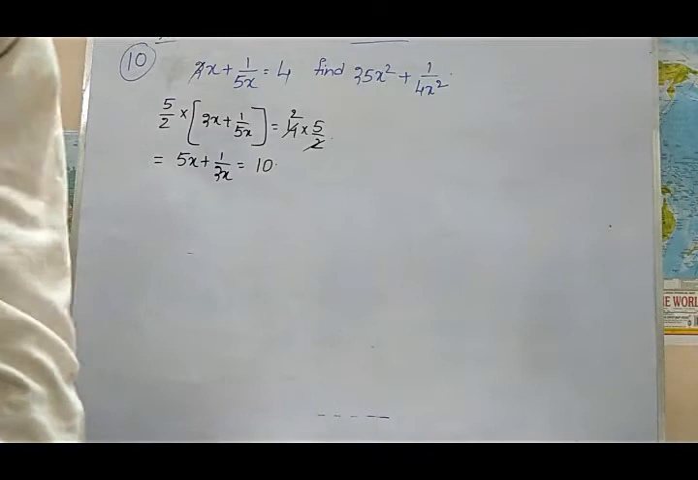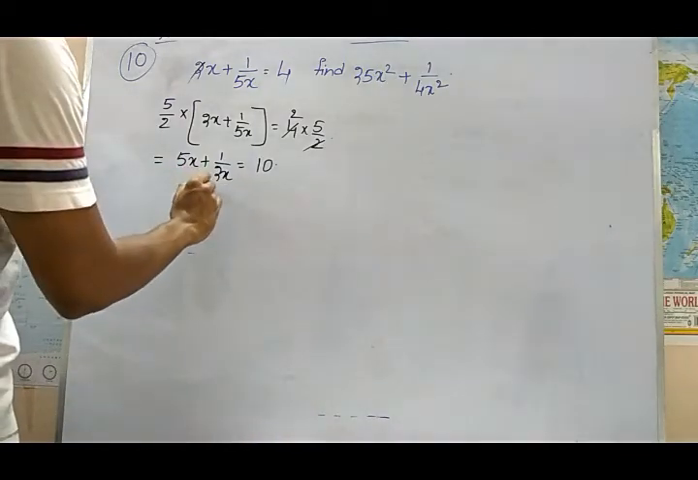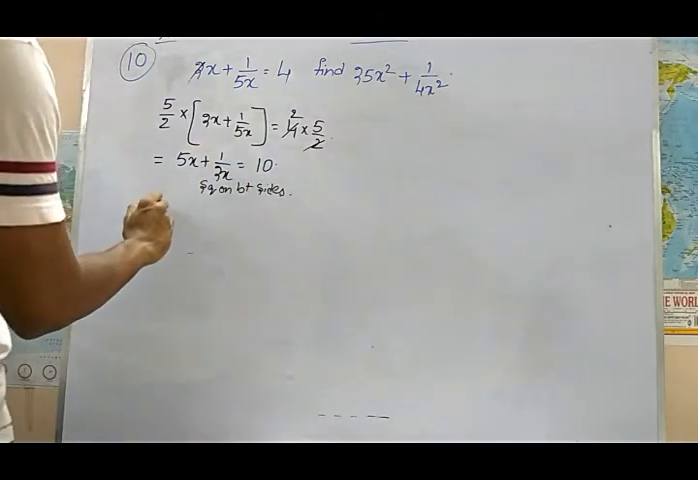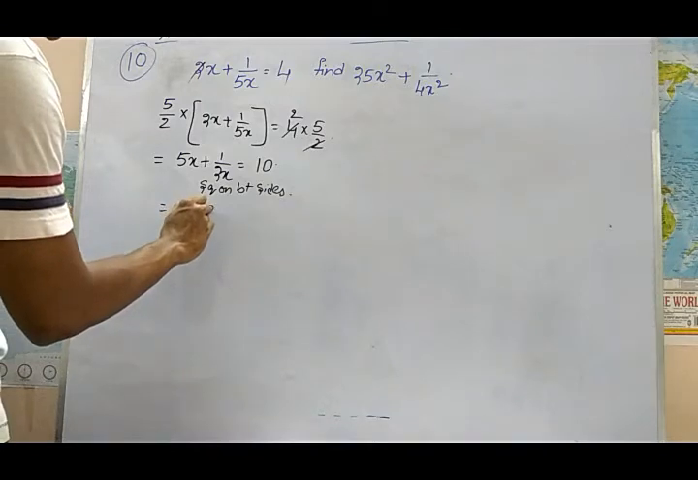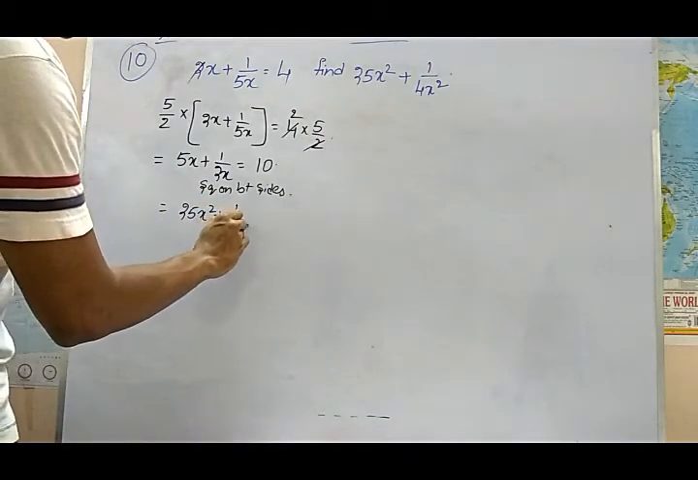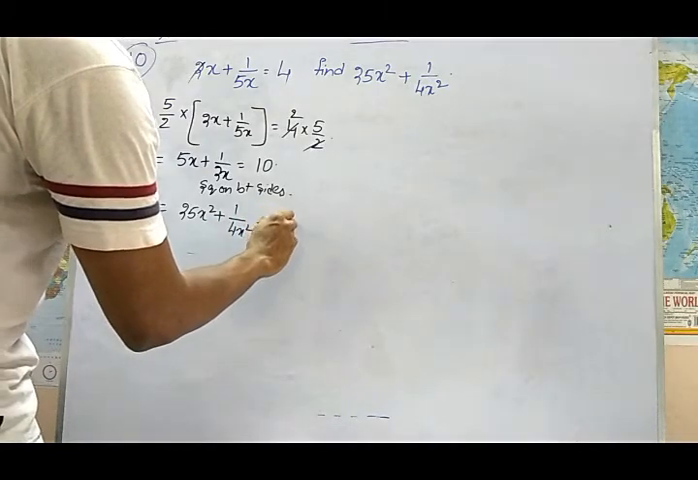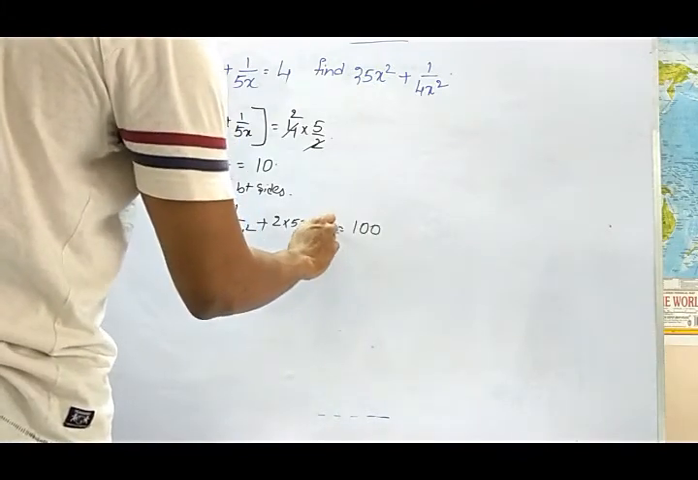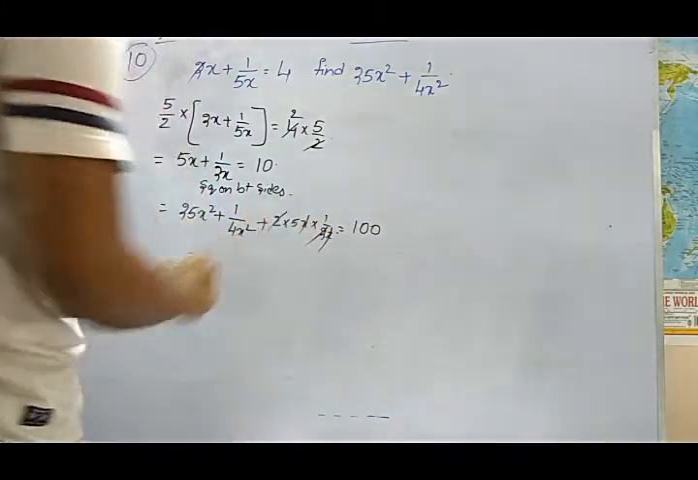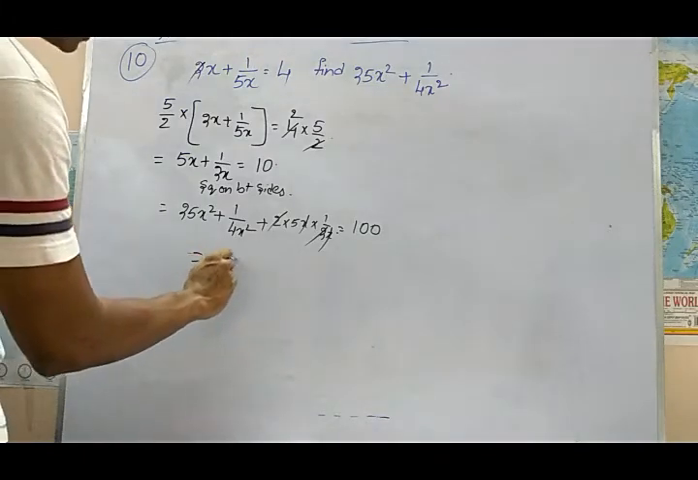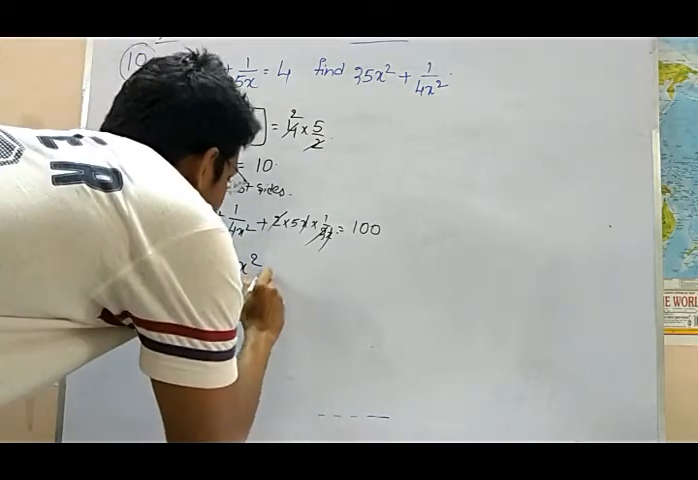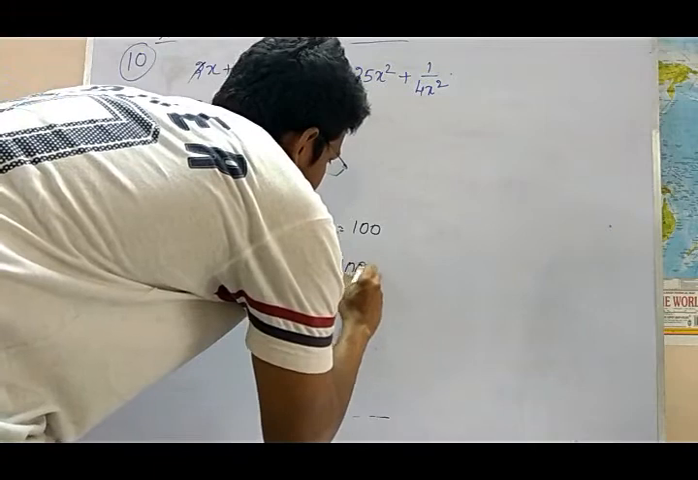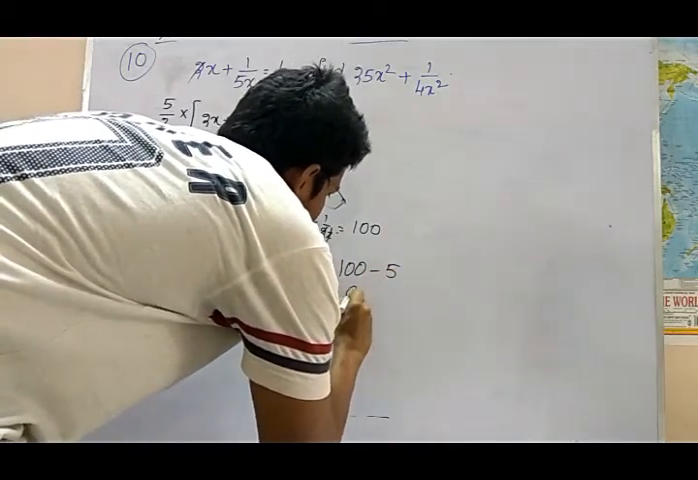So what do we need to do? We need to square it on both sides. Squaring on both sides. So what do we get here? 25x square plus 1 by 4x square plus 2 into 5x into 1 by 2x equal to 10 square, 100. x and x will get cancelled, 2 and 2 get cancelled. What are we left with? 25x square plus 1 by 4x square equal to 100 minus 5. What is 100 minus 5? 100 minus 5 is 95.